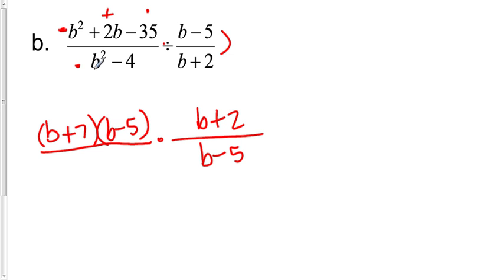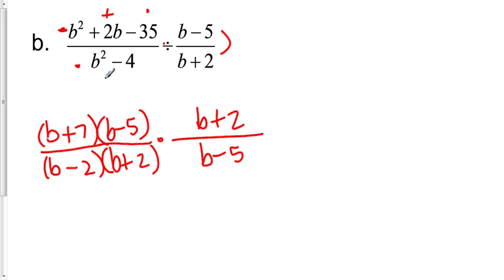In the denominator, I've got a difference of 2 squares. The square root of 4 is 2, so I'm going to have a b minus 2 and a b plus 2. You've got one negative and one positive. The reason this works is because when you multiply them, you get -4, but when you add them up, you get 0, and that's why there's no b in the middle.